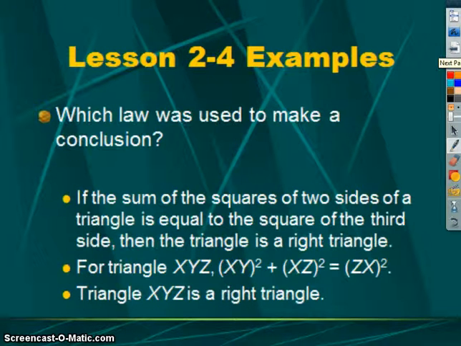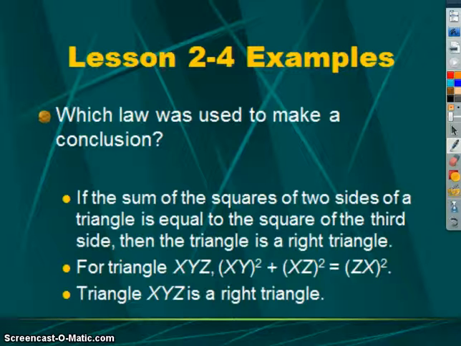Next one, here we go. Which law was used to make a conclusion? Law of detachment or law of syllogism. I purposely worded these the way that I did so we can play around with this a little bit. First statement: if the sum of the squares of two sides of a triangle is equal to the square of the third side, then the triangle is a right triangle.